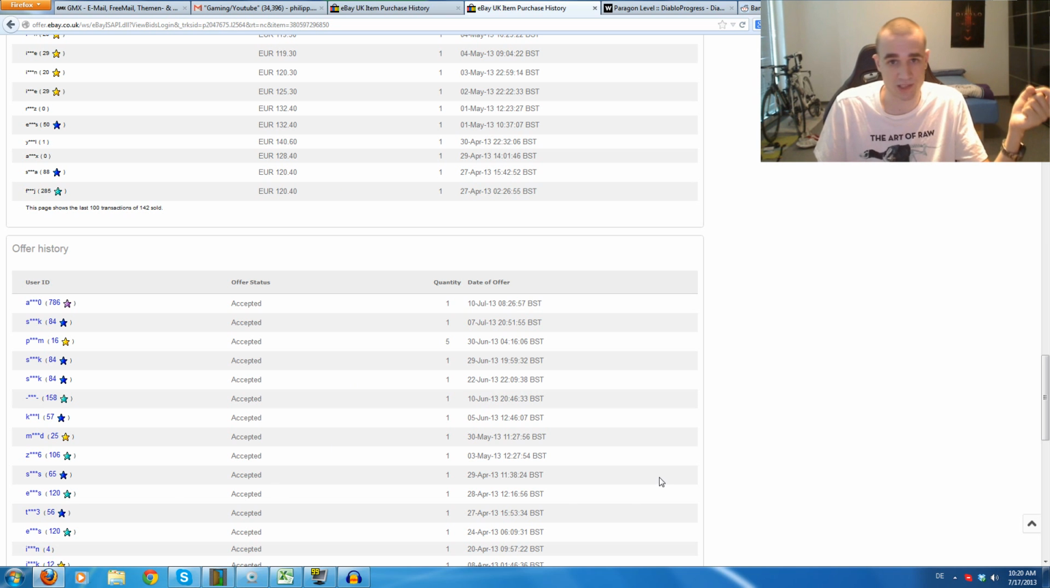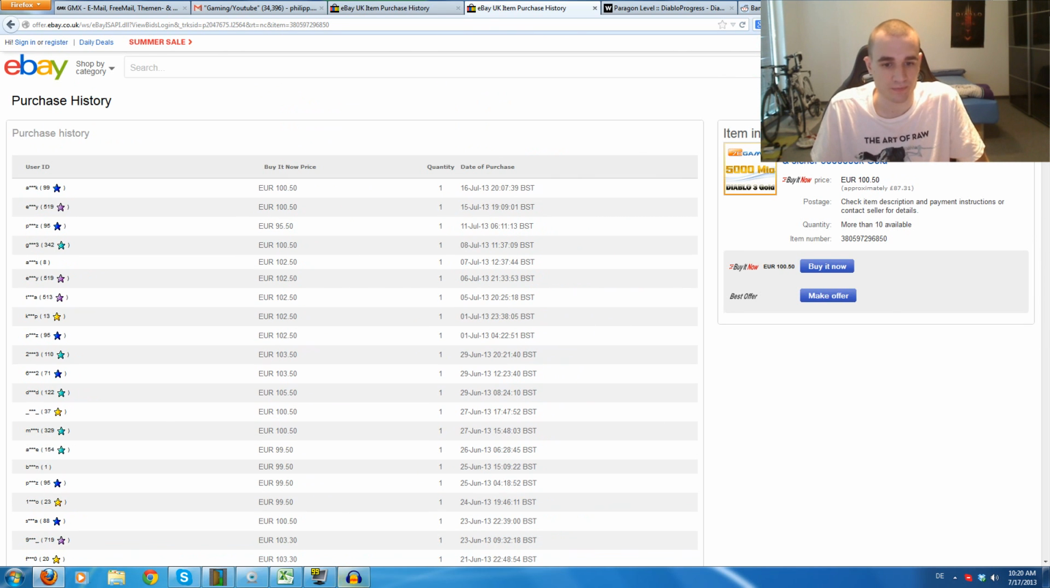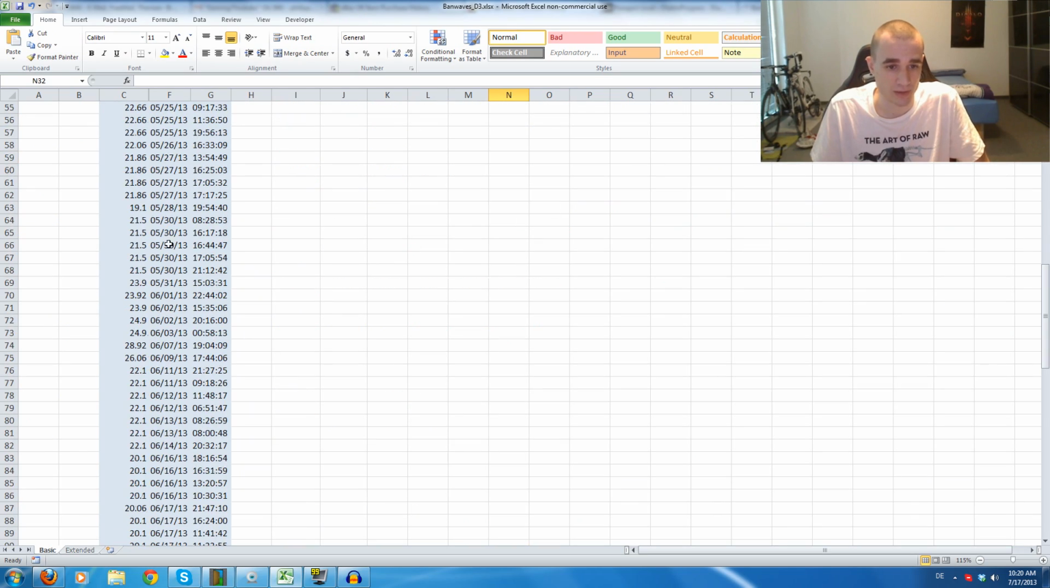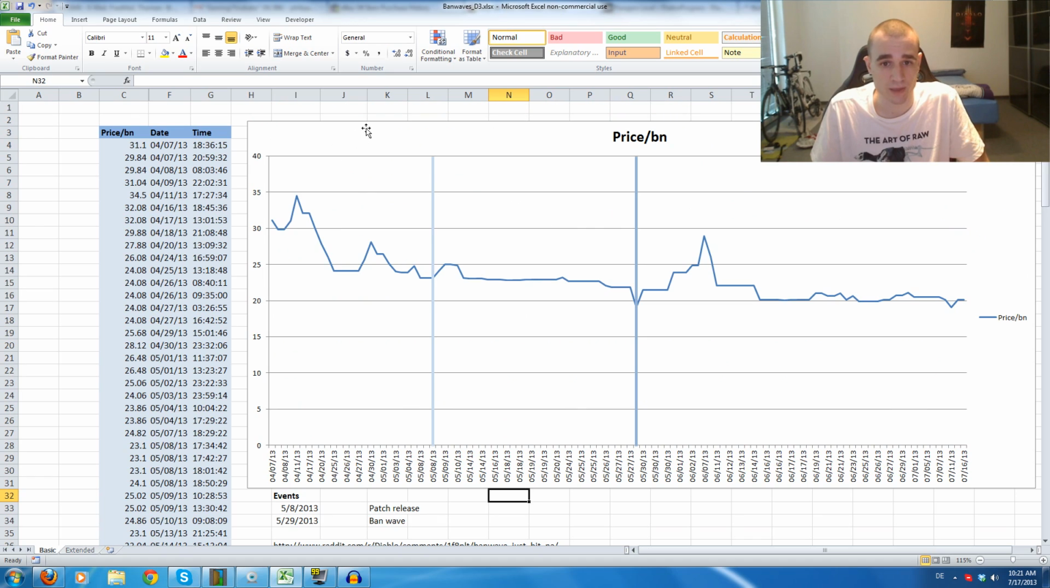to April, and I can see how certain events like patches or ban waves affect the gold prices. So I made this Excel sheet where I entered the data first, every day I entered the new updated gold price, and basically this graph comes out. Now you can see there is a slight decline overall since April in the price per billion. This is in euro for EU servers.